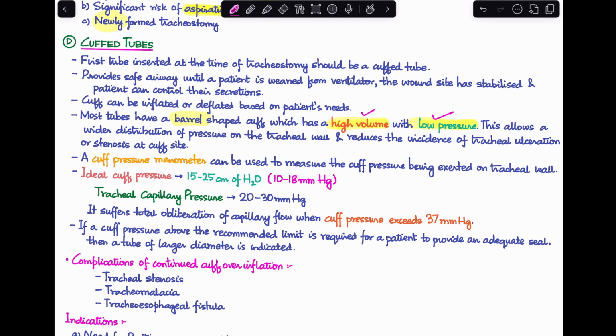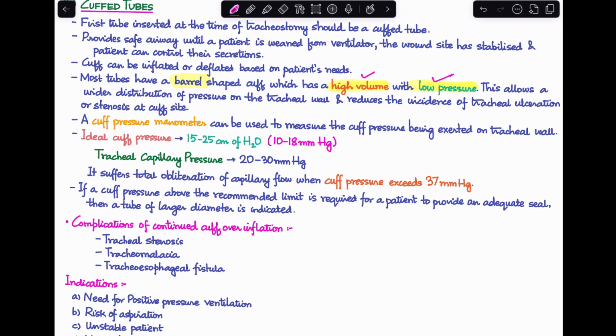Now, how much pressure should be put inside the cuff? That's also something that we need to understand. So, how do we measure the cuff pressure? We can use a cuff pressure manometer, and this can be used to measure the cuff pressure being exerted on the tracheal wall. Now, there's some ideal cuff pressure that we need to be aware about, and this pressure is 15 to 25 centimeter of water or 10 to 18 mm Hg.